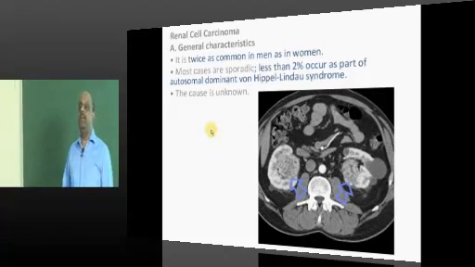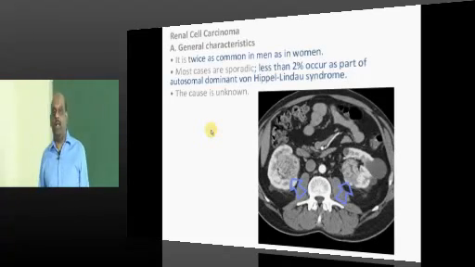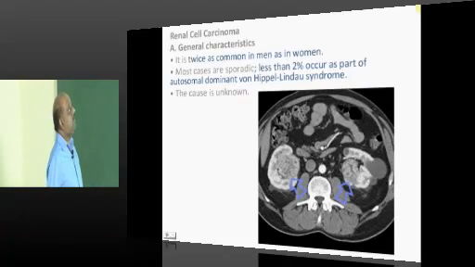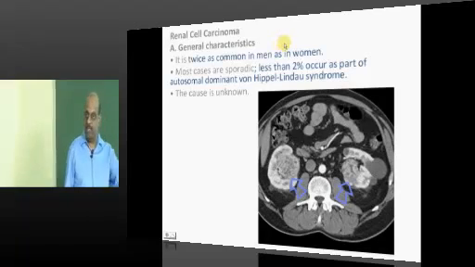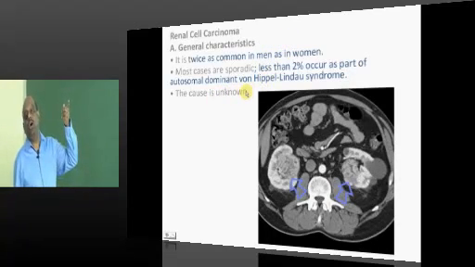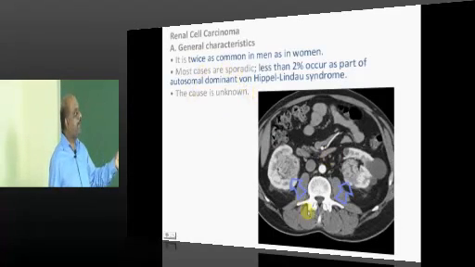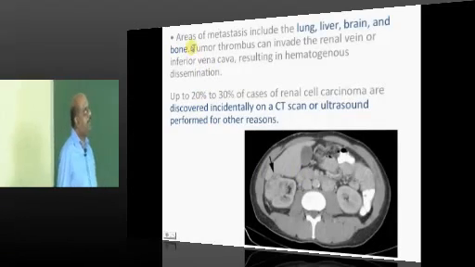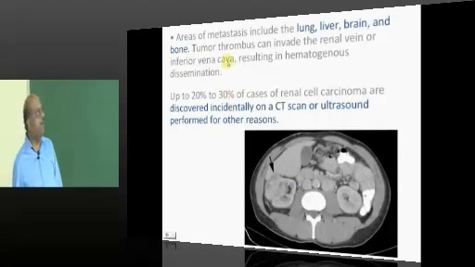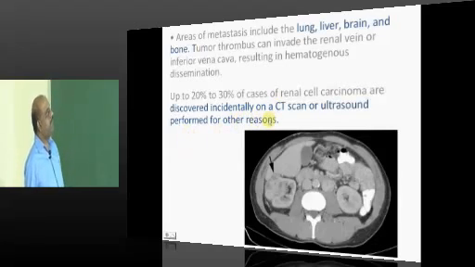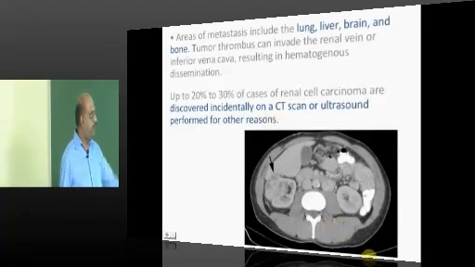Then kidney cancer, doctor. After talking so much about the kidney, we have to talk about kidney cancer. It is twice more common in men, just like prostate. Von Hippel-Lindau syndrome, an autosomal dominant condition, can be associated, and a good number of cases are idiopathic. It can metastasize to the lung, liver, brain, and bone. And sometimes it may be discovered incidentally if you do a CT scan.